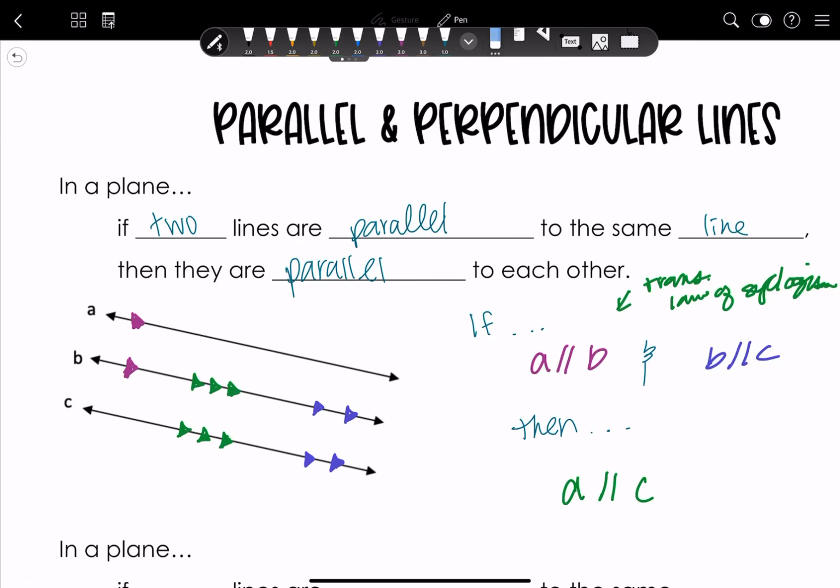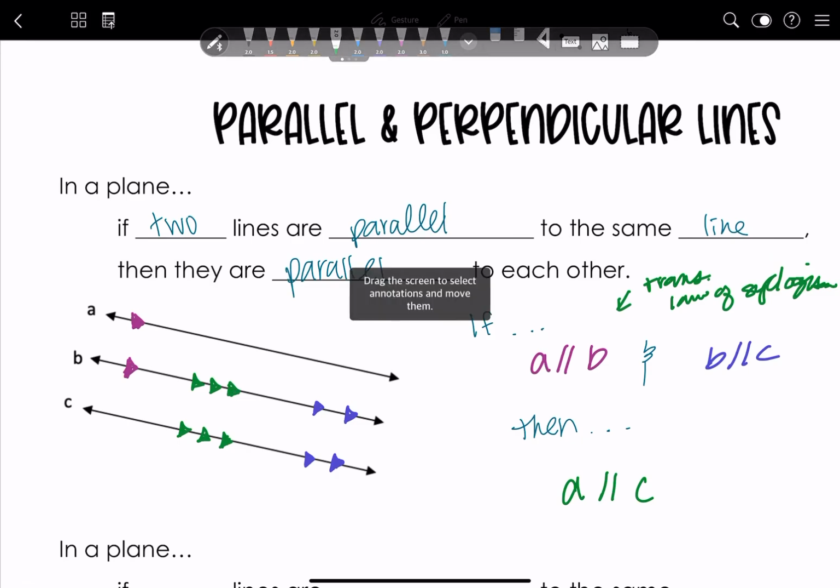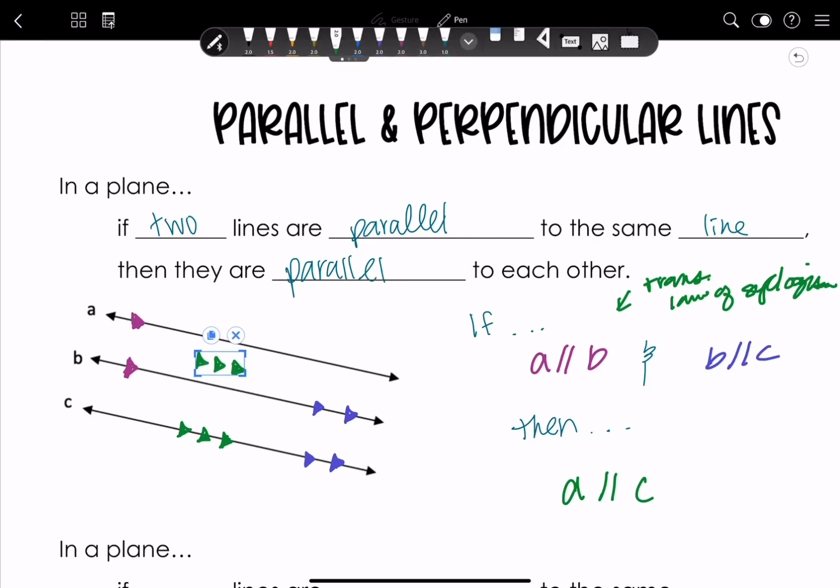Let me do some quick surgery here. There we go. Okay, so now we've got a couple more.